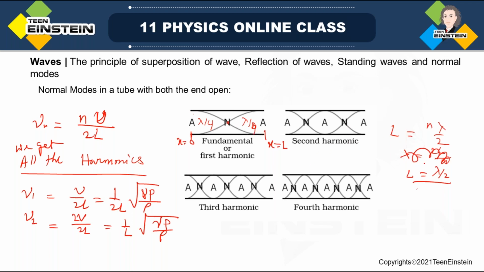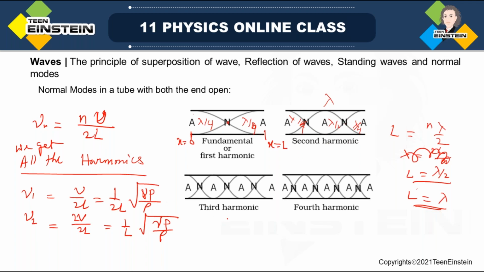Now see, in the second case, second means L is equal to lambda. That means between two nodes you will have lambda by 2. So here lambda by 4, and here also lambda by 4. So you get total lambda over here.